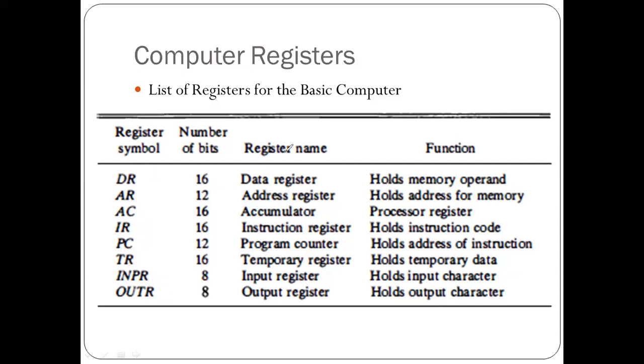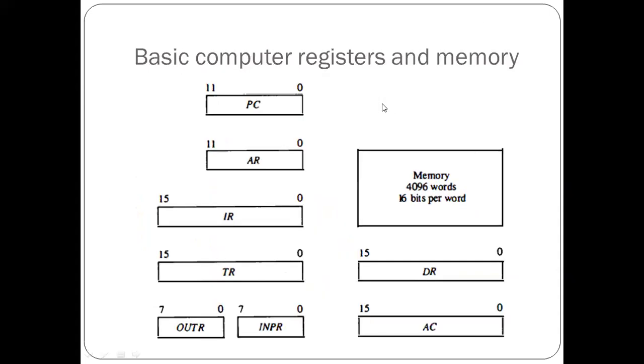Now you need to provide the communication between these registers, along with the memory, because memory is a very important location where your program and data is stored. If you combine all these registers and memory, I have a PC, address register, instruction register, temporary register, input and output registers, data register, accumulator register, and of course your memory. So totally we'll be having 8 registers and 1 memory location.